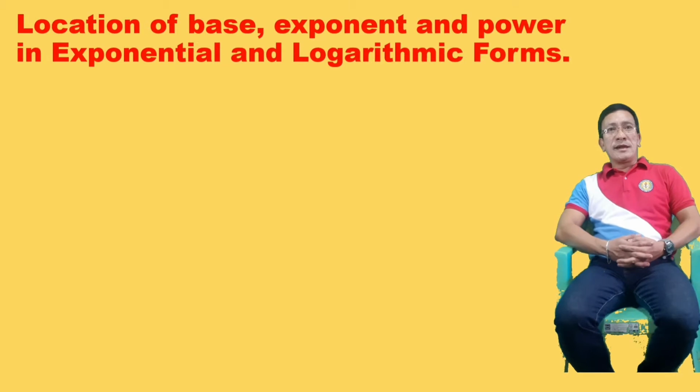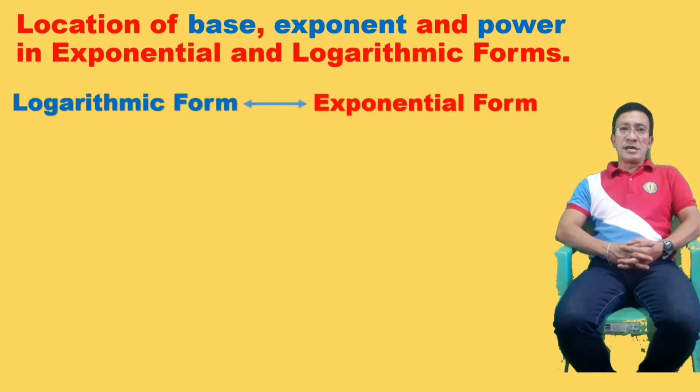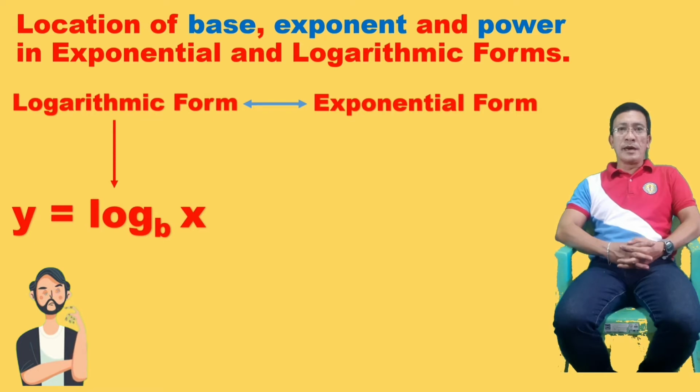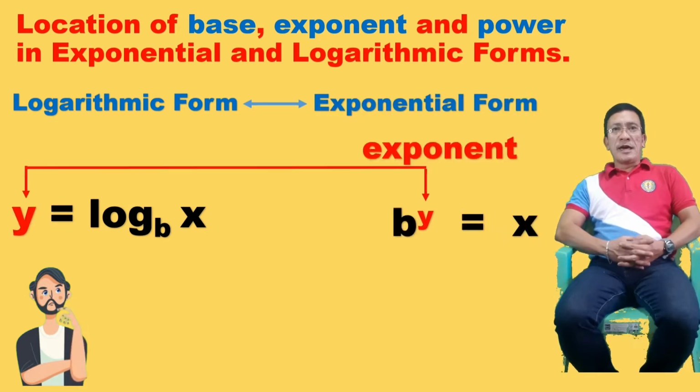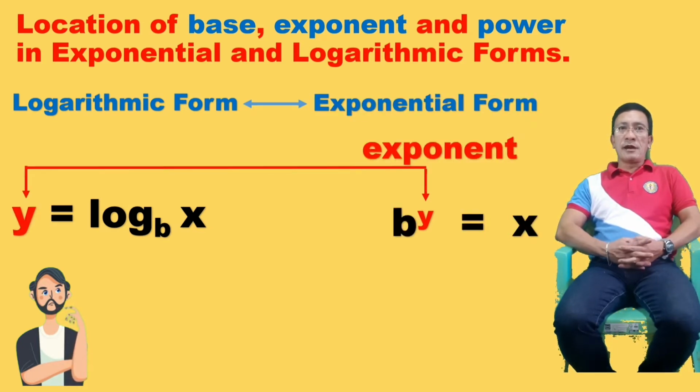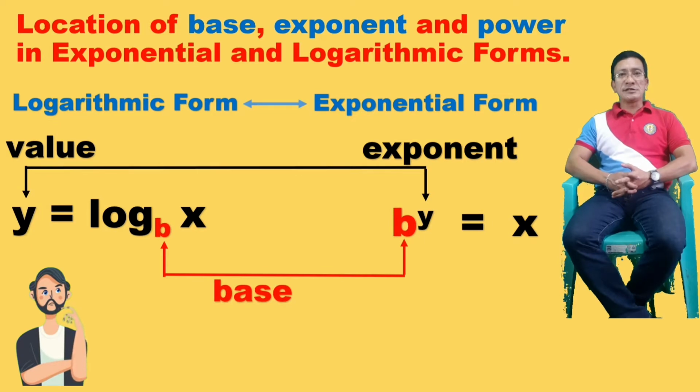For this time, let us talk about the location of base, exponent, and power in exponential and logarithmic form. The logarithmic form, again, is y equals log of x with base b. The exponential form is b to the y equals x. The exponent in exponential form is the value of the logarithmic form. The base of exponential form is also the base of logarithmic form.